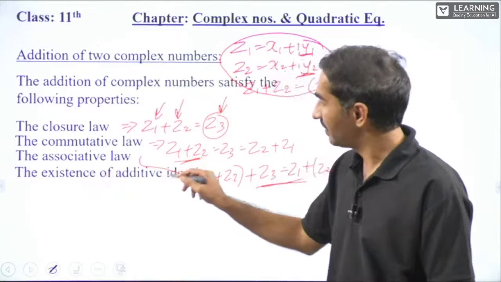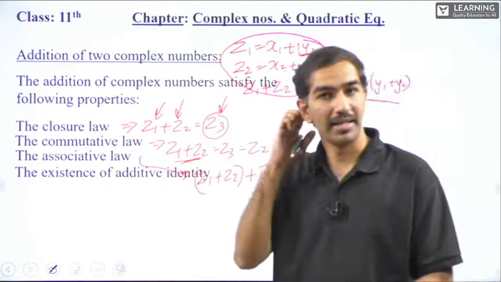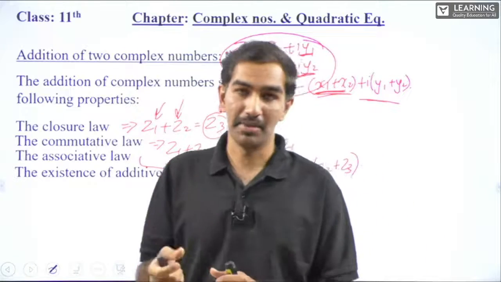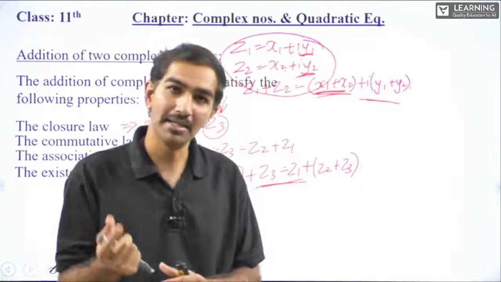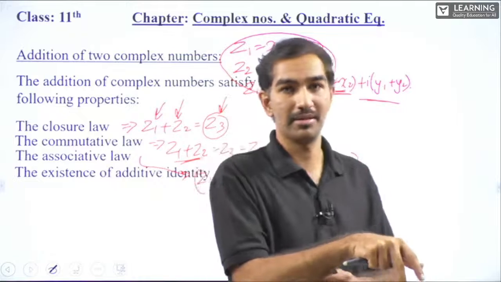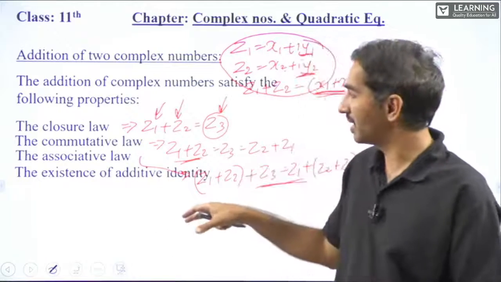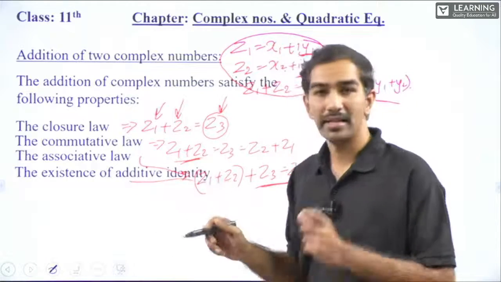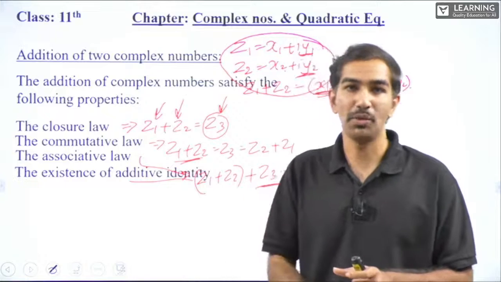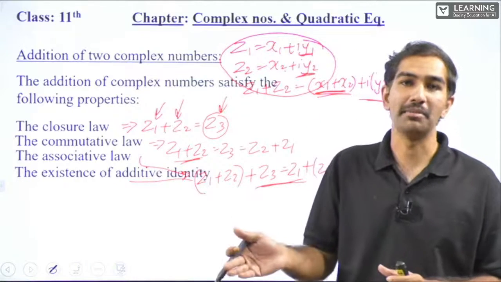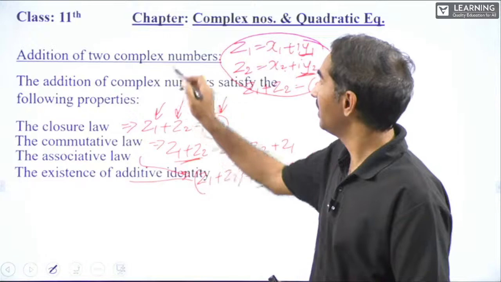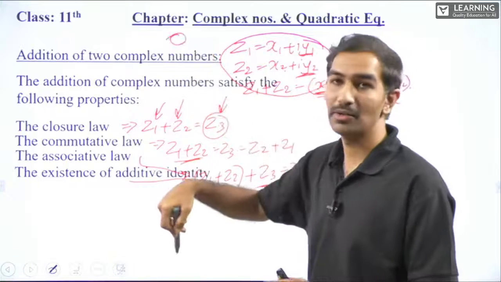Existence of additive identity. Now students, what is additive identity? Additive identity is a number. If any number is added to that, you will be getting the same number. I'll just repeat that once again. Additive identity is a number to which any number you add, you will be getting the same number again. So what is additive identity? Additive identity is always 0.